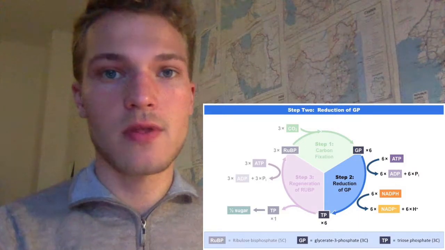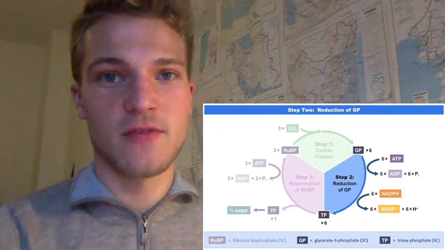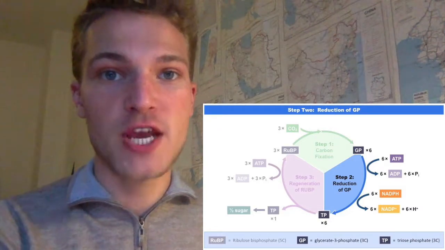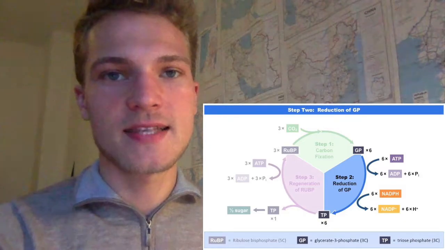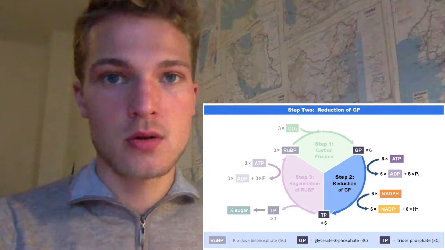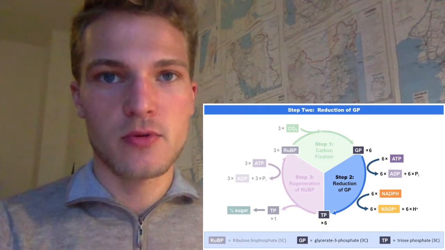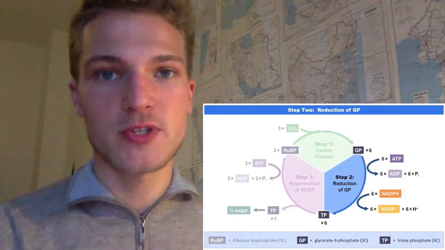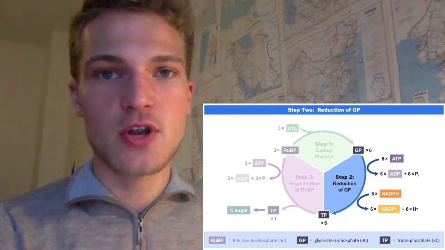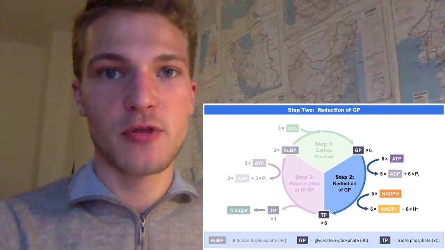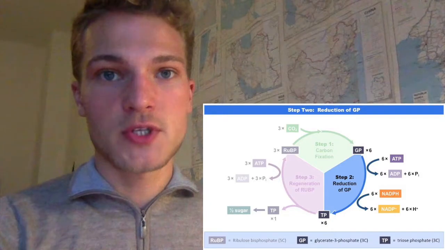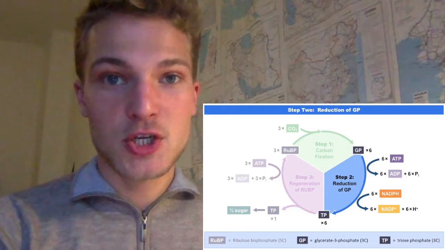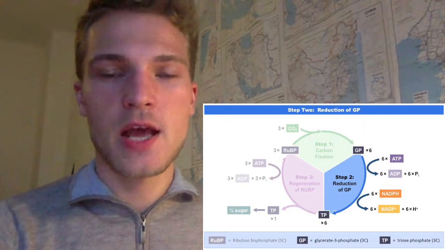And again, thinking of the numbers, we have 6 of those, right? We start with 3 RuBP, but as they then get more carbon from CO2, they break down. So we have 6 GP, and they are now being reduced. That's our next important step, the reduction of GP, of glycerate 3-phosphate, using, of course, our NADPH, the reduced electron carrier, in a redox reaction.